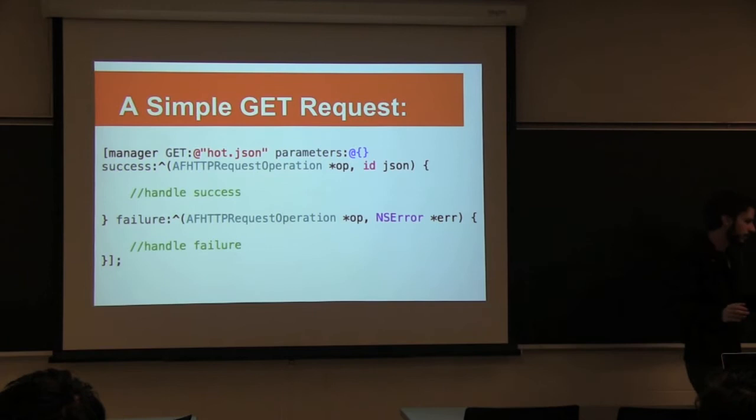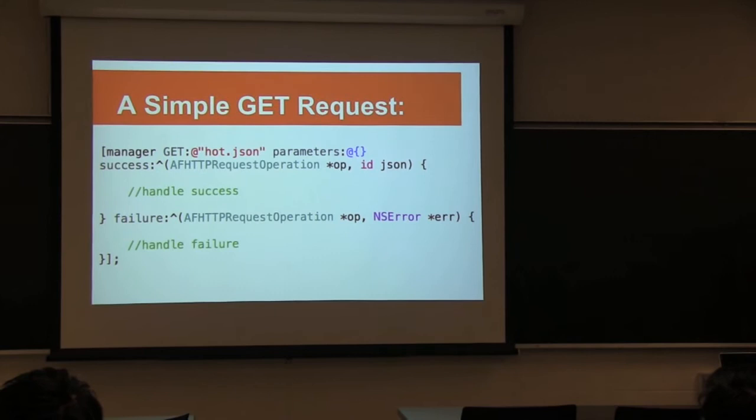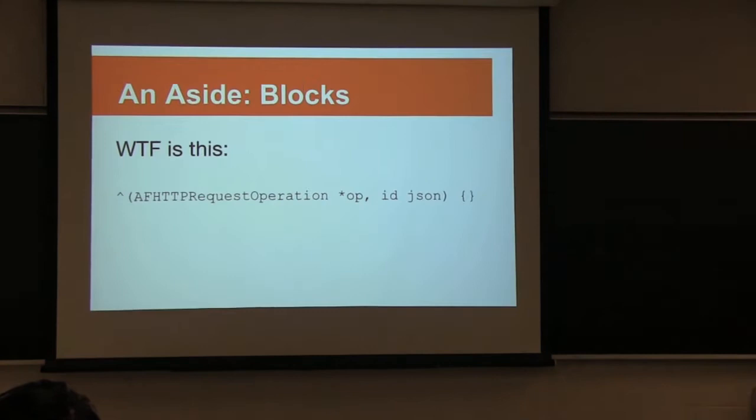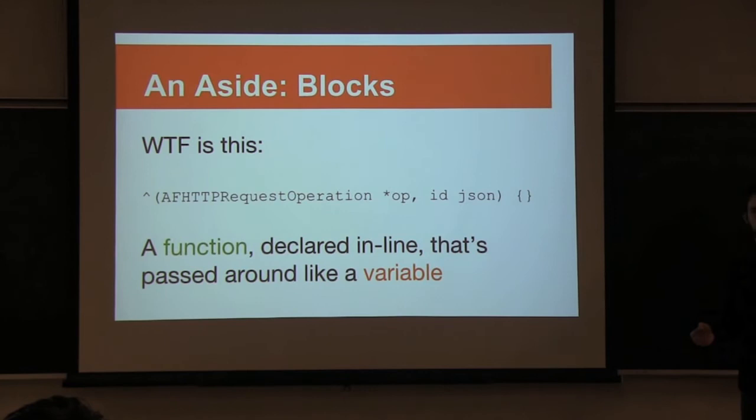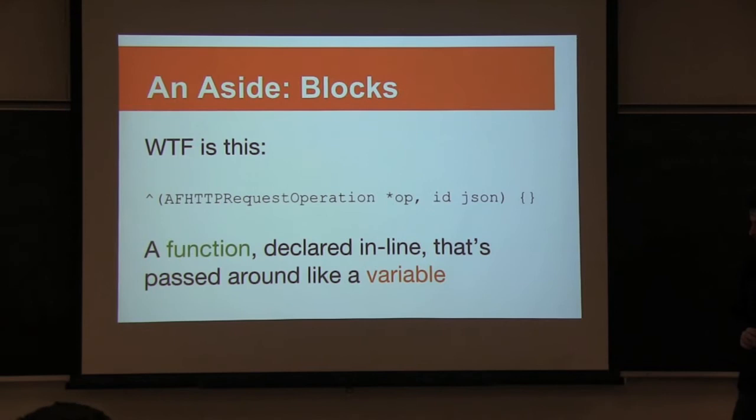You've got, this is all just one function, and you might be getting confused by this thing that we've got in the middle there. That's called a block. That's something that I didn't mention yet. It's something that is pretty new to Objective-C, but basically all you need to know about it, if you know JavaScript, then this kind of thing is sort of familiar. It's a function declared inline that's passed around like a variable.